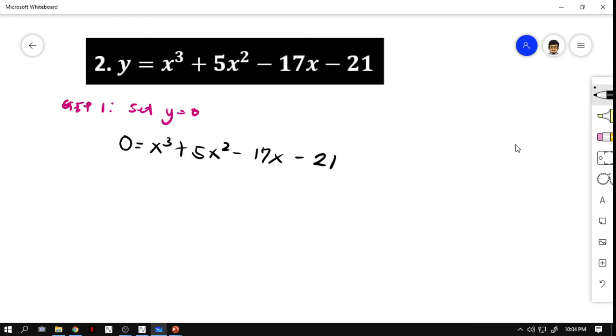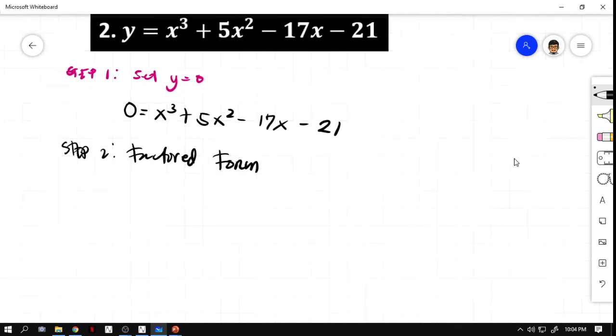Tapos, and then, step 2, dapat gawin mo siyang factored form. Kapag factored form na siya, napakadali. I-convert mo lang, i-answeran mo lang siya ng dire-diretso. Pero dahil nasa standard siya, isolve mo siya. Okay? Say, let's find the factored form. If we have 0 is equal to x cubed plus 5x squared minus 17x minus 21.